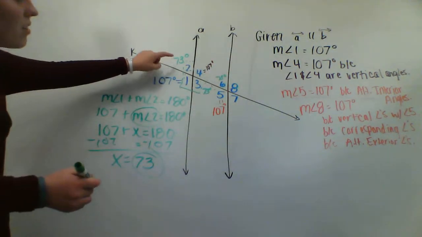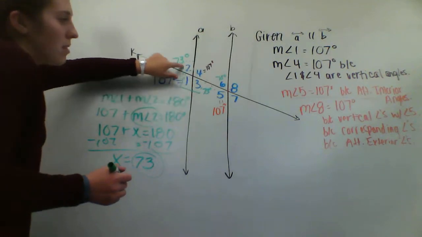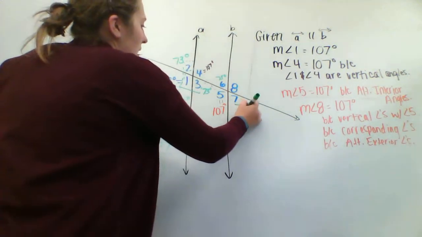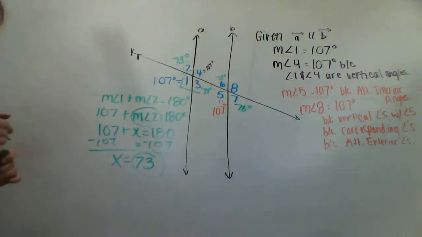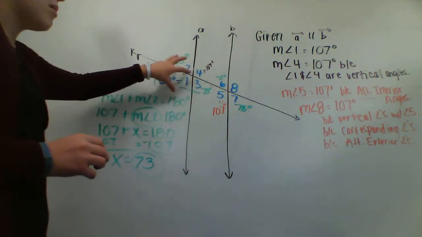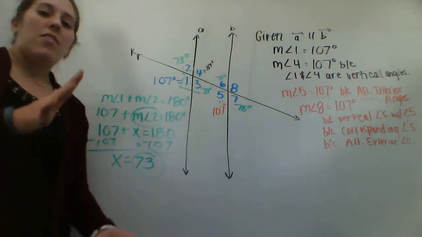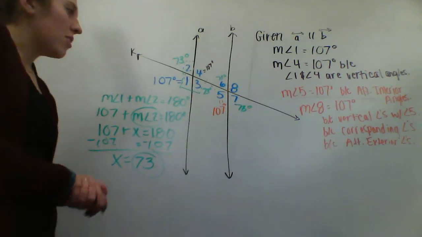And we also know that 2 and 7 are alternate exterior angles, so that equals 73 degrees. So when you're posed with a problem with just one angle measure given, take it slow and figure out one piece at a time before you can figure out the whole thing.